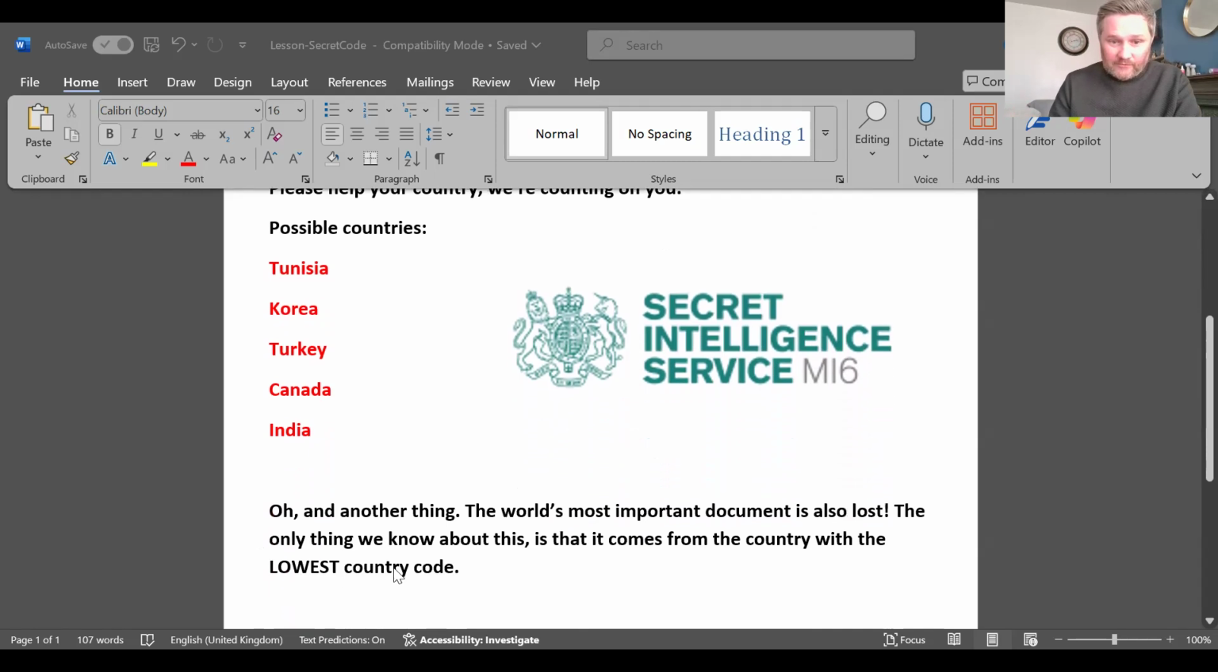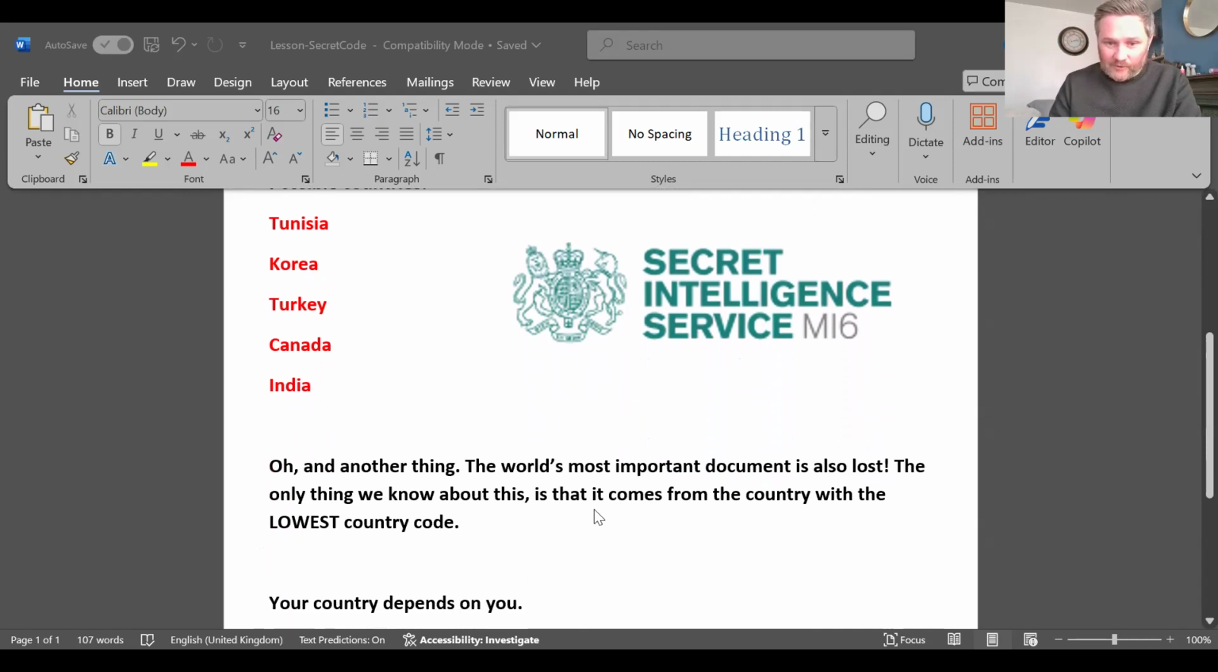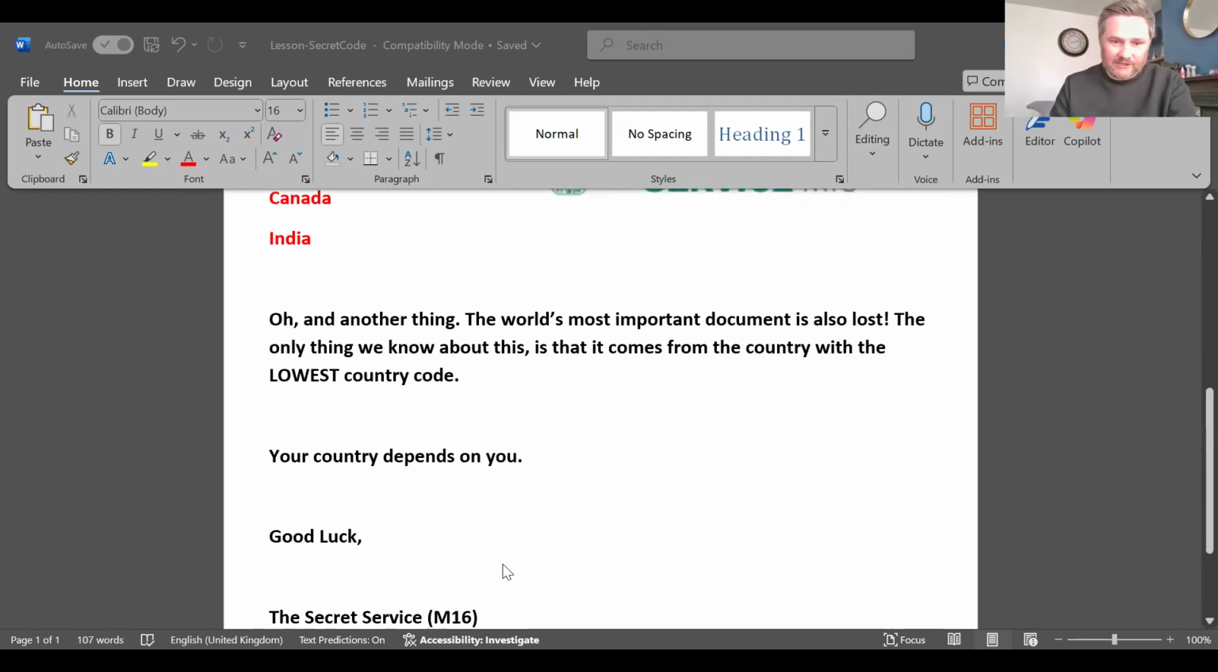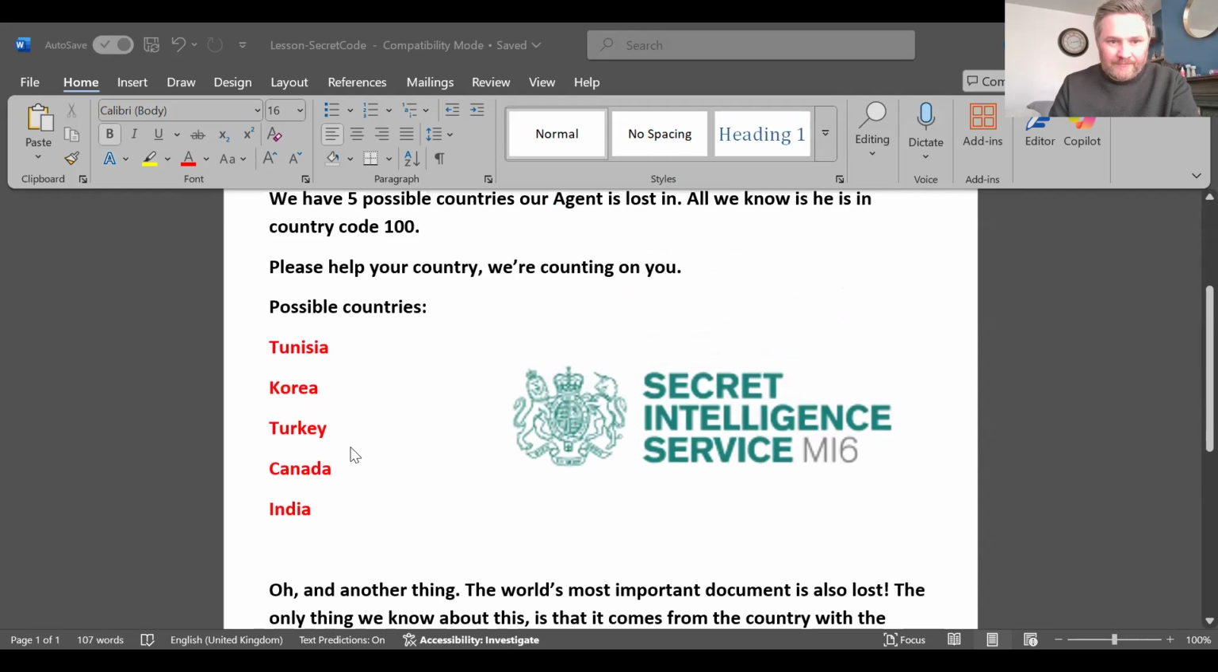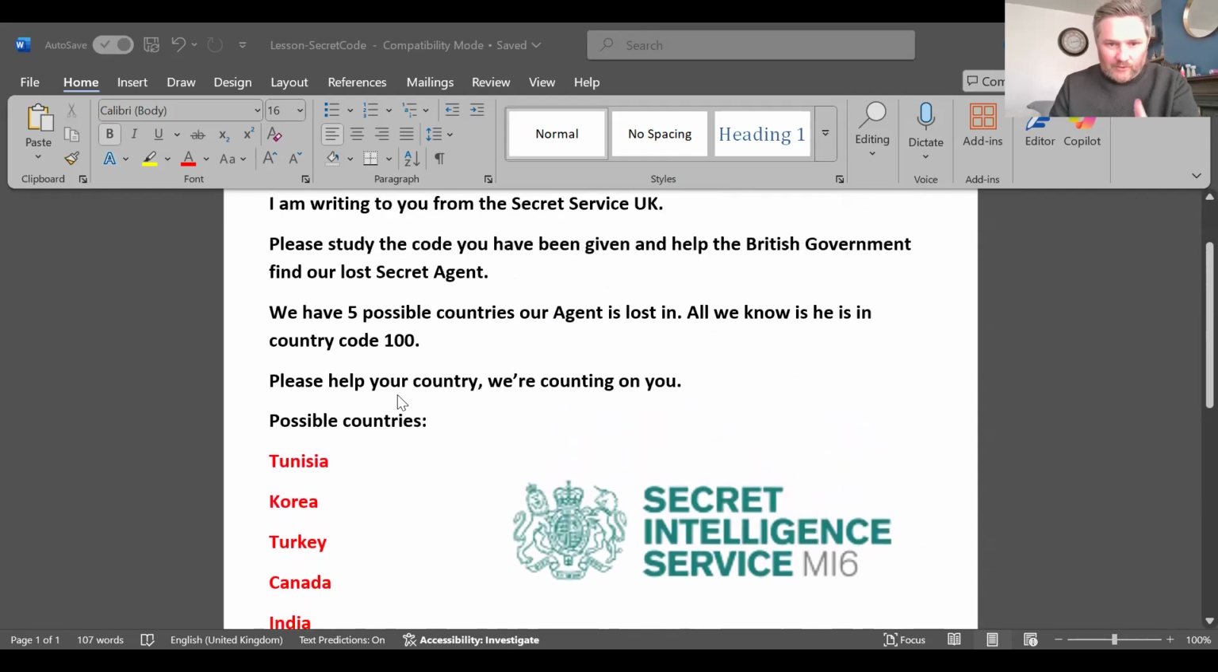Oh, there is another thing. The world's most important document is also lost. Uh-oh. The only thing we know about this is that it comes from the country with the lowest country code. Your country depends on you. Good luck, the Secret Service, MI6. This is serious business, guys. Serious business. Right, so we need to figure out country code 100.